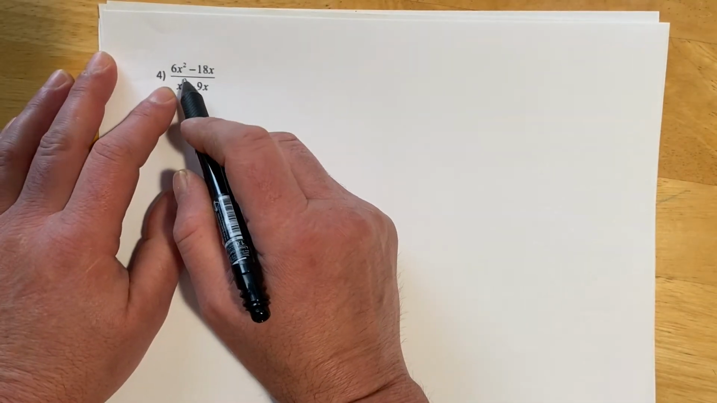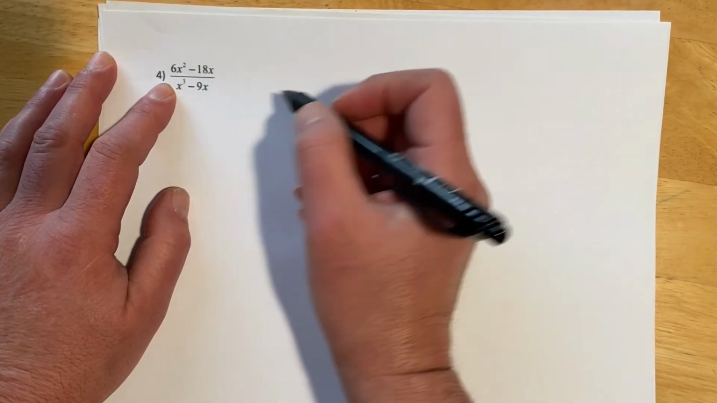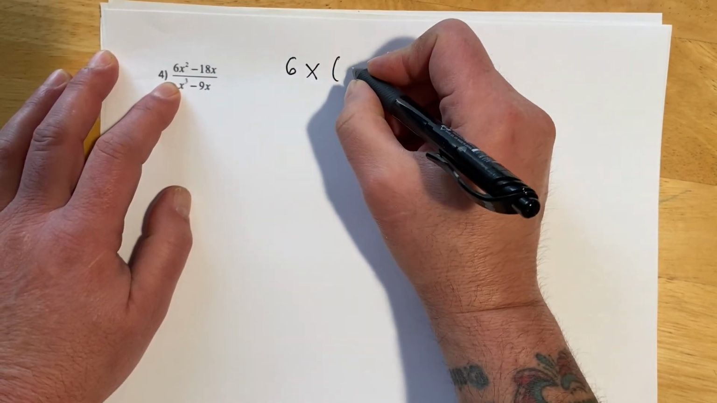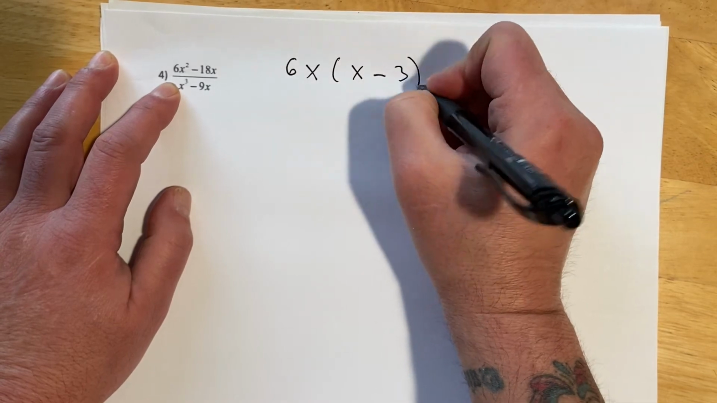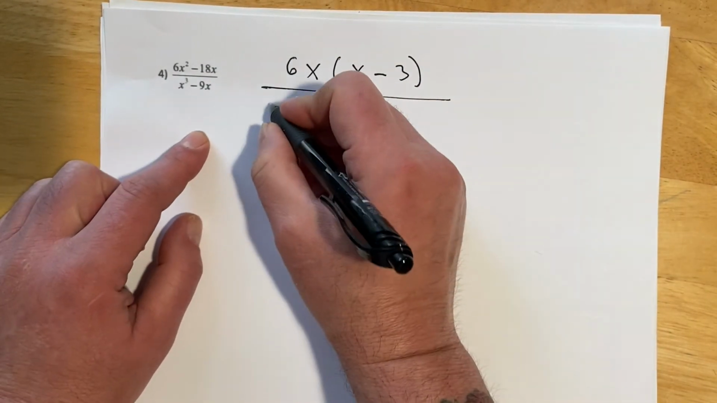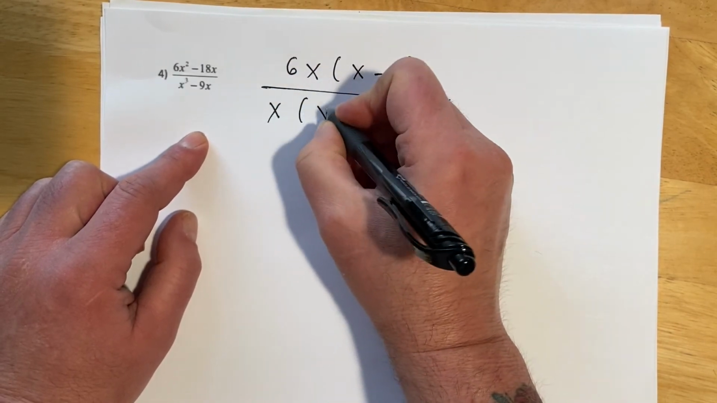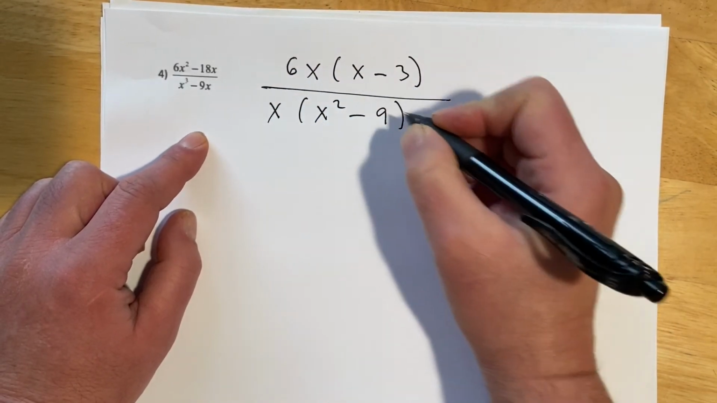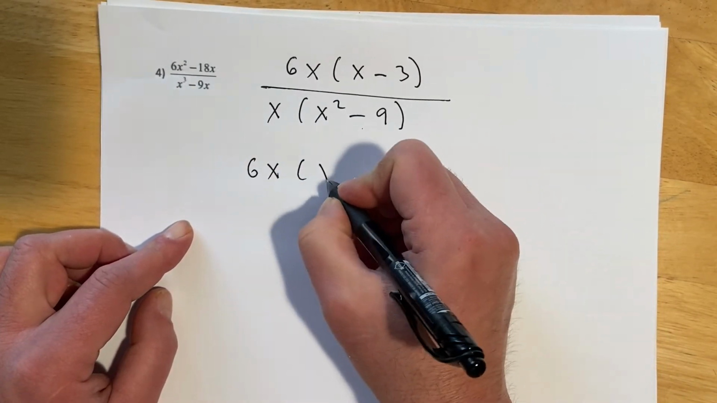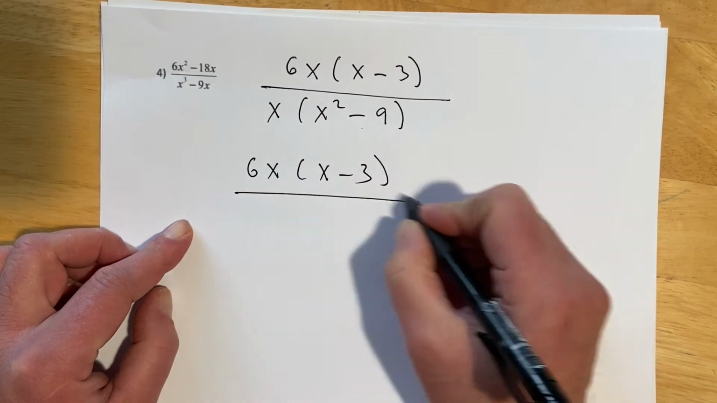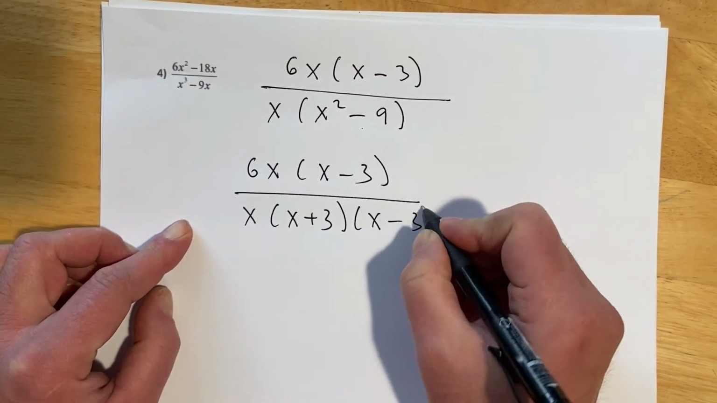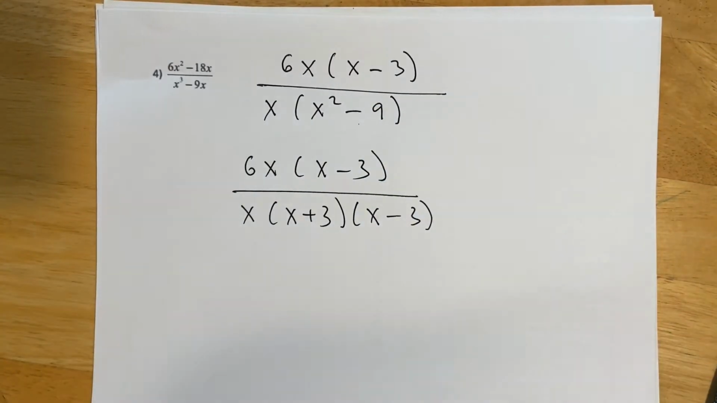So this top one is 6x squared minus 18x. So I'm going to factor out a 6x, and that is going to leave me x minus 3. The denominator is x cubed minus 9x. So I'm going to factor out an x, that's going to leave me x squared minus 9. And then this factors a little further, so let me go ahead and just rewrite this. So x plus 3 and x minus 3 from that difference of squares.